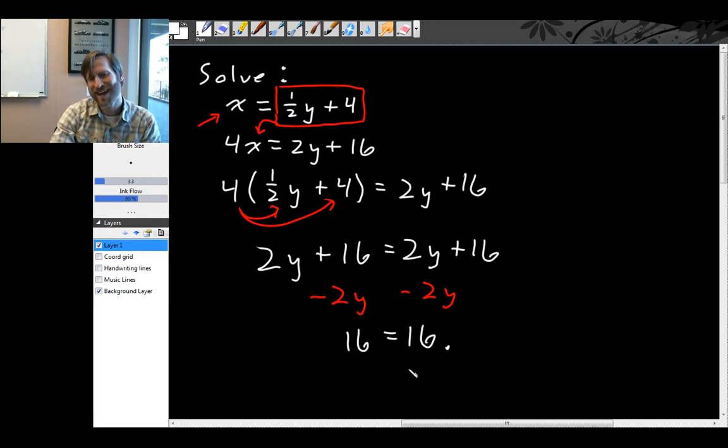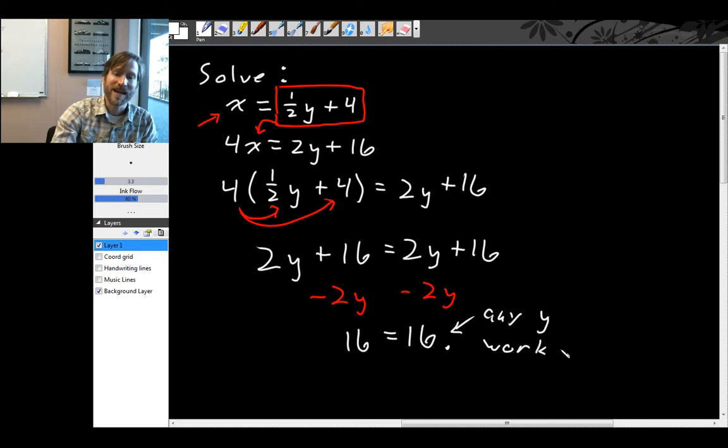This is, again, kind of strange, like the last one. All of the variables are gone. But remember what we were expecting this to tell us. We're expecting this equation to describe the y values that will work. Since this equation is always true, that means any y value will work. So any y works. This means that there are infinitely many solutions to this system of equations.